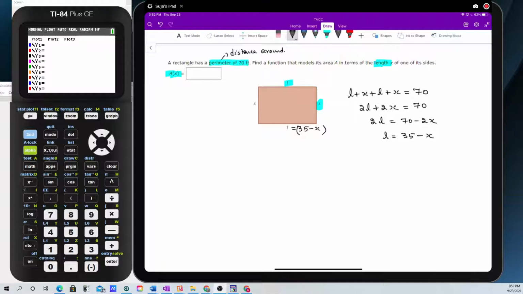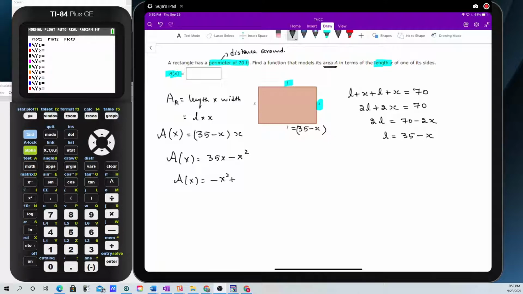Okay. So it's asking to write the area A. The formula for the area of a rectangle is length times width. So in here, it's going to be L times X. So L is 35 minus X, times X, right? So I can write A of X equals, if I distribute the X in, I get 35X minus X squared, which is equivalent to saying A of X equals negative X squared plus 35X.